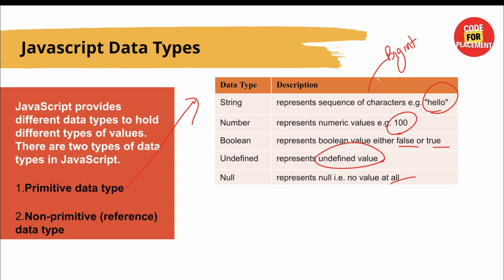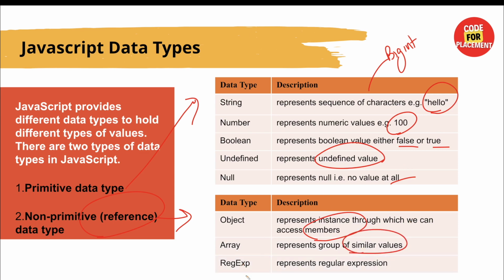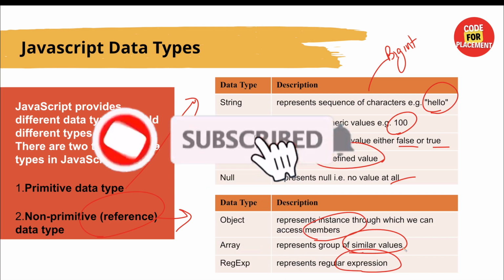Apart from these, now we'll see some non-primitive data types, or we can call them reference data types. That is nothing but object, to represent the instance through which we can access its members, and also we have array to represent a group of similar values. Then we have RegExp to represent the regular expression. So these are the few types of data types available in JavaScript.